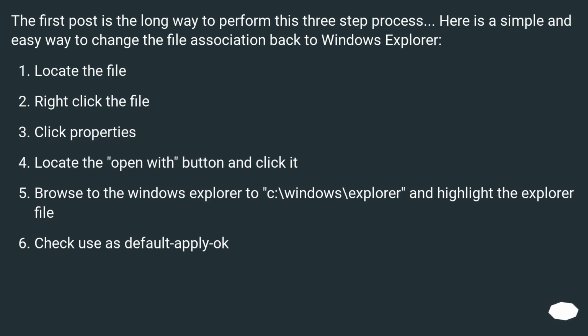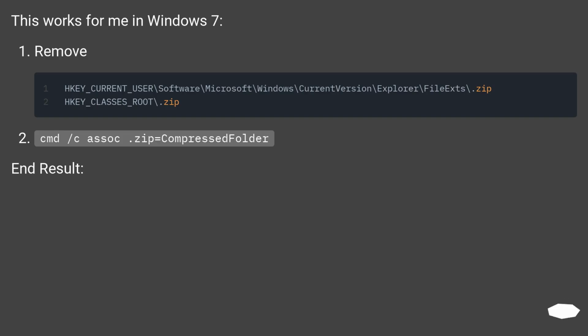Locate the Open With button and click it. Browse to the Windows Explorer to see /Windows/Explorer and highlight the Explorer file. Check Use as Default, apply, OK. This works for me in Windows 7.